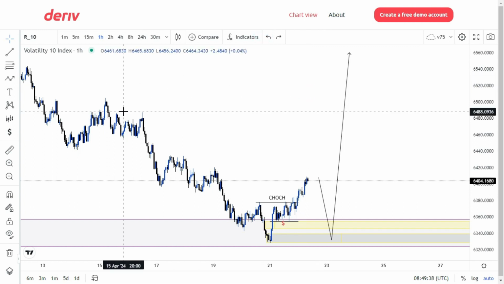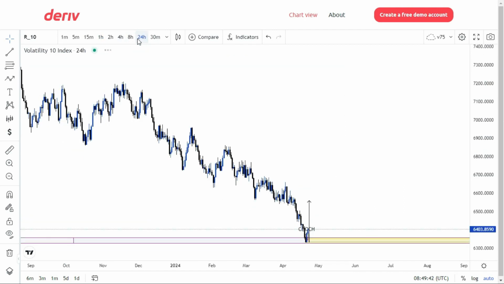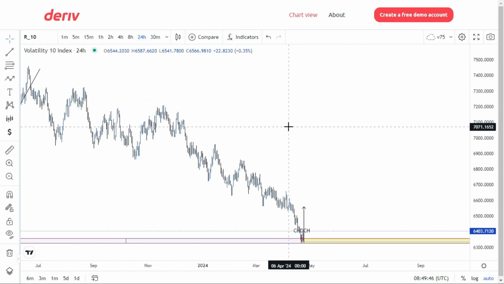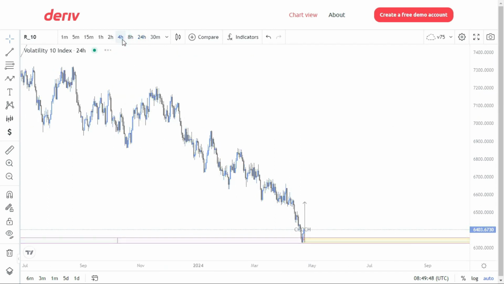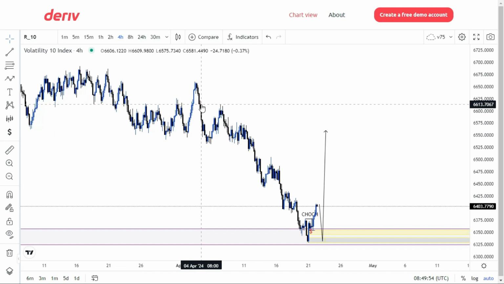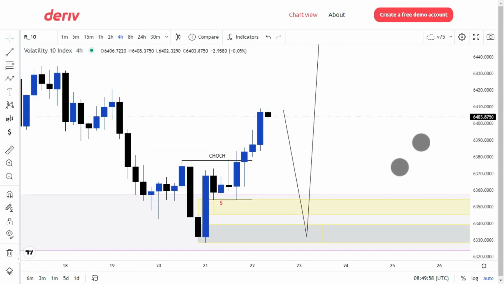So if you look at the daily time frame, this is how it is. You won't see anything. So let's just go back to the 4-hour time frame. If you look at it from the 4-hour time frame, this is what we have. So let's just wait here. We'll wait for our price to correct, come back into this zone, then we get to take our trades.